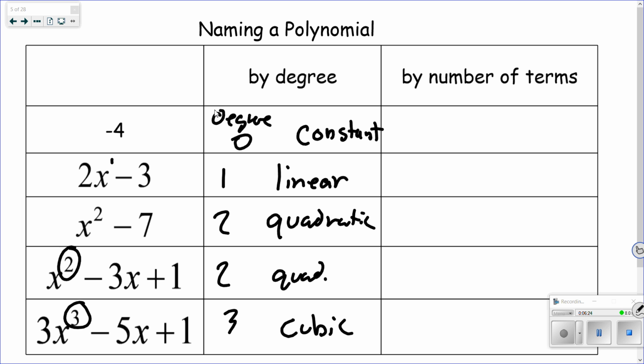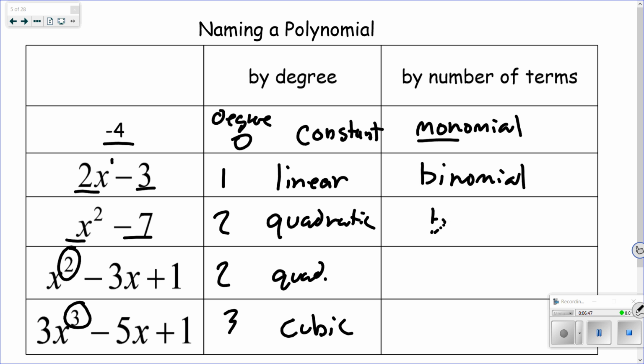The other way to describe it is by the number of terms. This one just has one term. If it has one term, we call it a monomial. The prefix mon is for 1. This next one has 2 terms, the 2x and the 3. The prefix for 2 is bi, so it's a binomial. This is a binomial again, 2 terms. This one has 3 terms. That's a trinomial. And the last one also has 3 terms, so it's a trinomial.